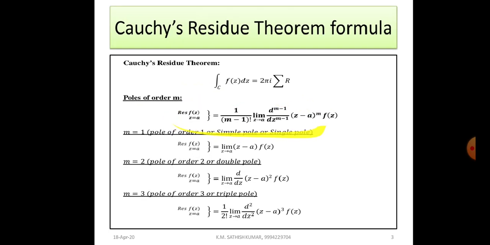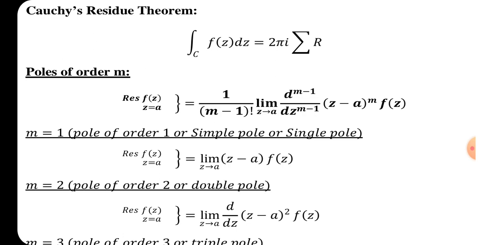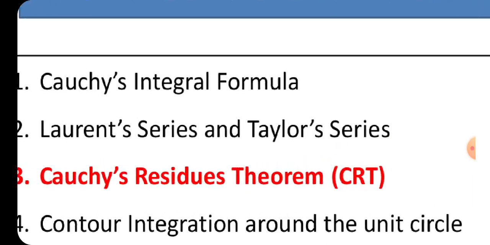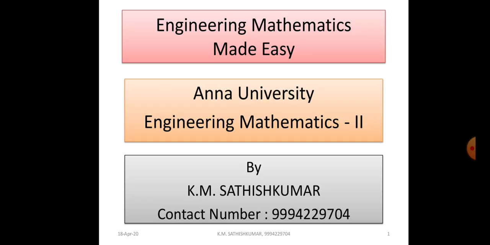The residue of f(z) at z = a equals 1 by (m minus 1) factorial, limit z tends to a, d power m minus 1 by dz power m minus 1, of (z minus a) power m times f(z). So that is the general formula for the residue theorem.